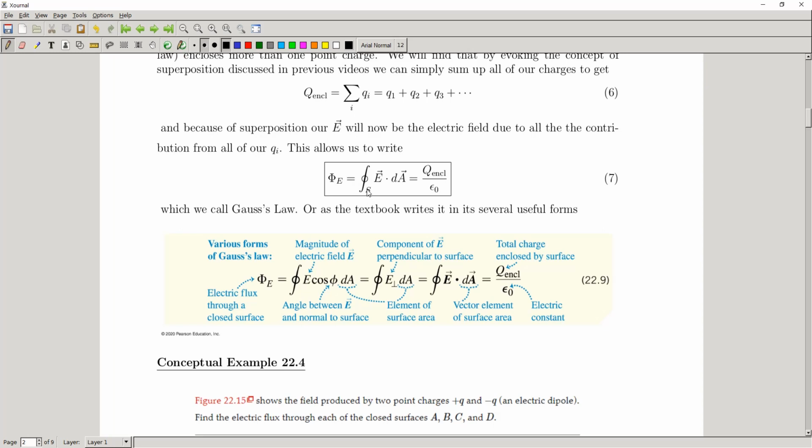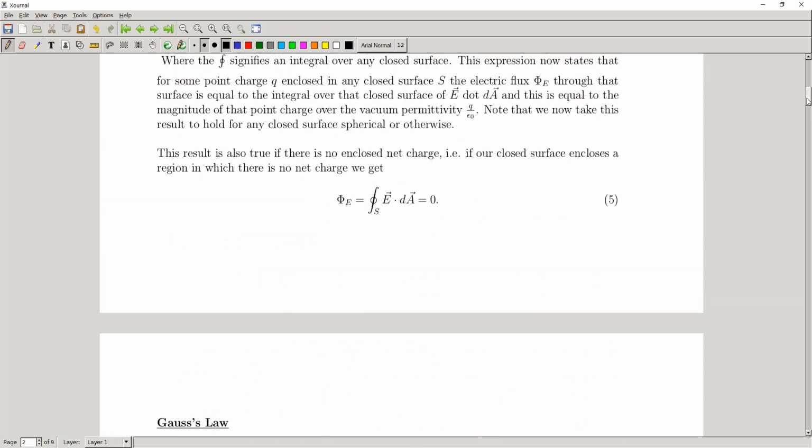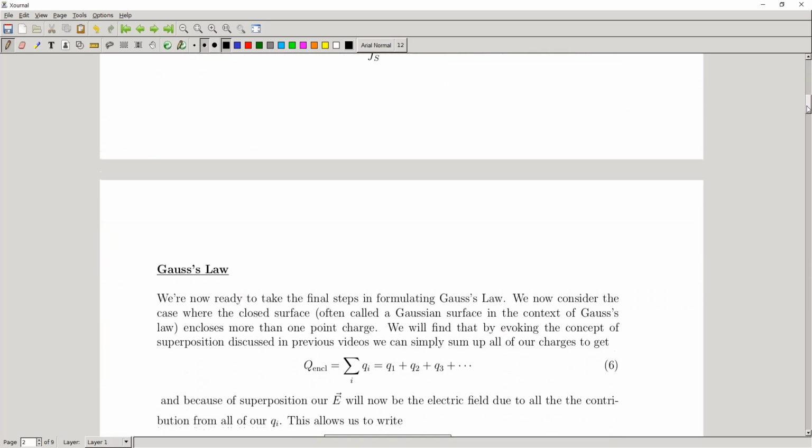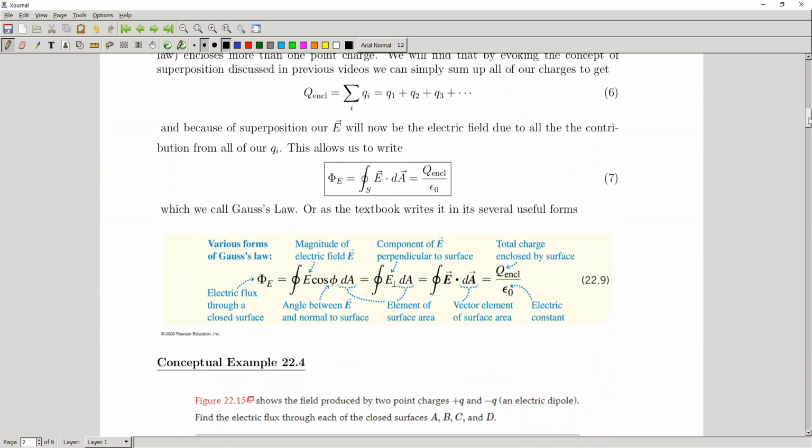This S that I've used in both of these cases just signifies that I'm talking about some surface that I'm going to call S. This could be whatever, but we'll see how we use this in the upcoming examples. Basically what we're saying is that the electric flux through that surface is equal to the integral over this closed surface of E dot dA.